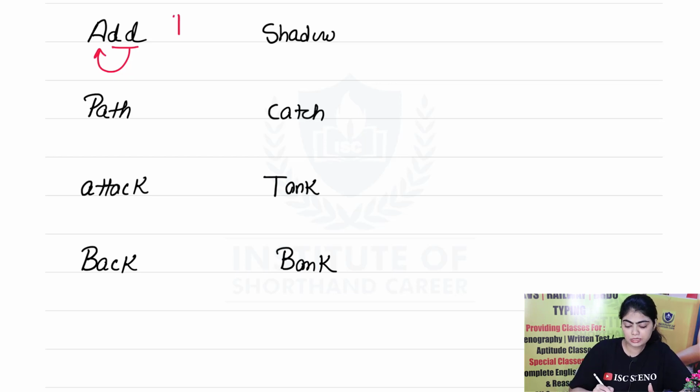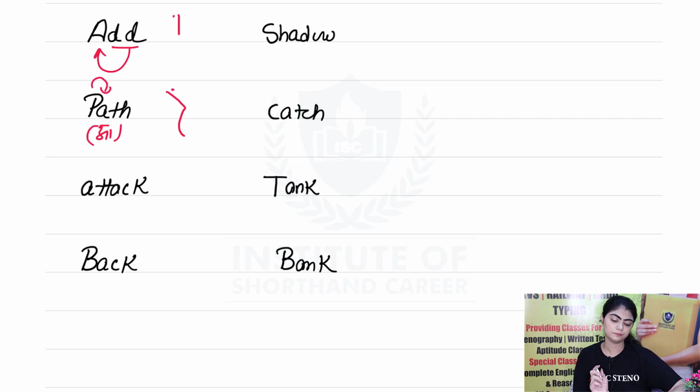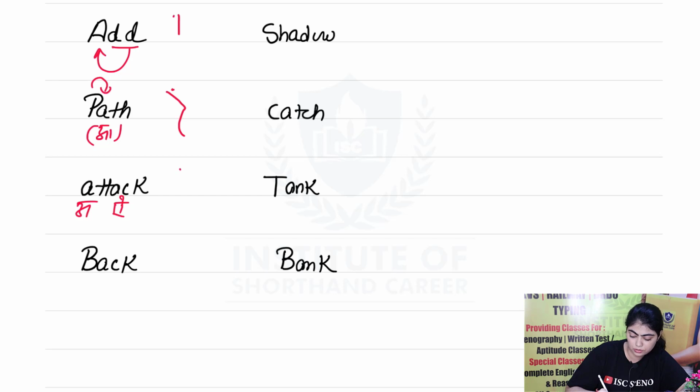Next is path. Pa, a, th. An A sound is coming, so similarly, you have to place a light dot again. So pa and th sound is there. After P, A is coming, so place the dot over here. Path. Next word is attack. There are two sounds that are coming in attack, A and A. So both are represented by a light dot. So just make it like this. A, ta, a, and k. Attack.